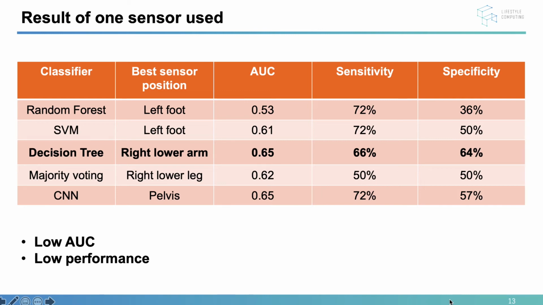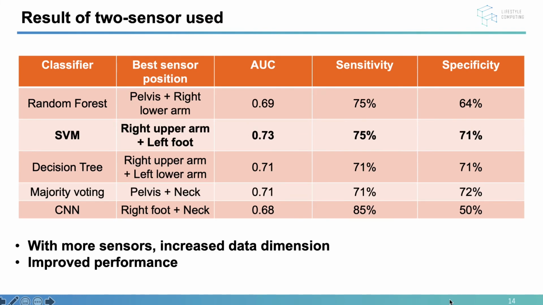Adding more sensors can help to increase the performance. When 2 IMU sensors were used, the result got better. With the SVM used and the sensors placed on the right upper arm and left foot, the built screening system can reach 0.73 AUC. Normally, an AUC higher than 0.7 is an acceptable result. Thus, using 2 IMU sensors can reach an acceptable level.